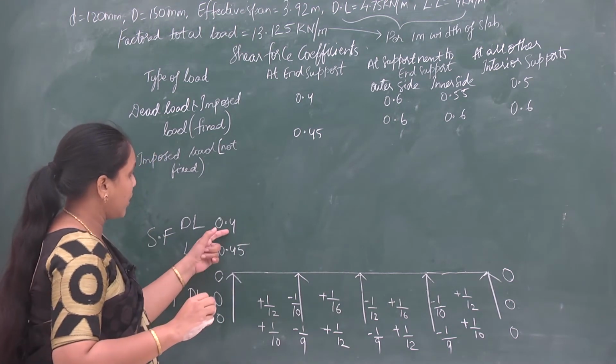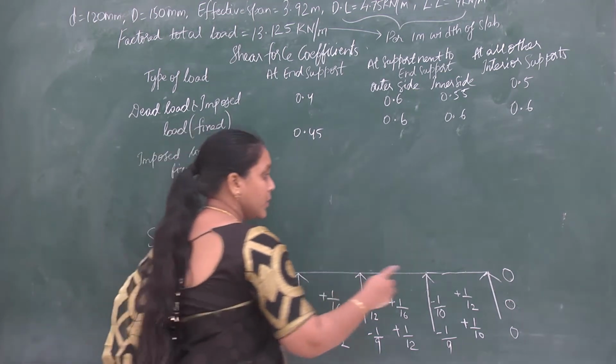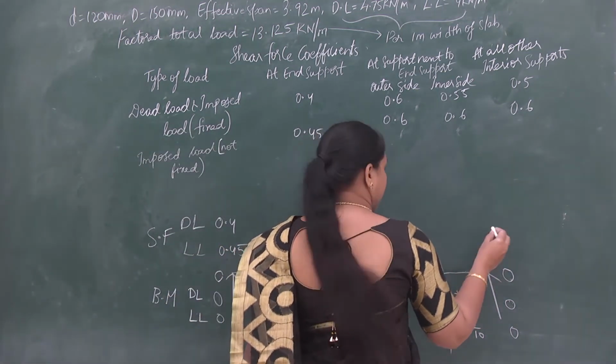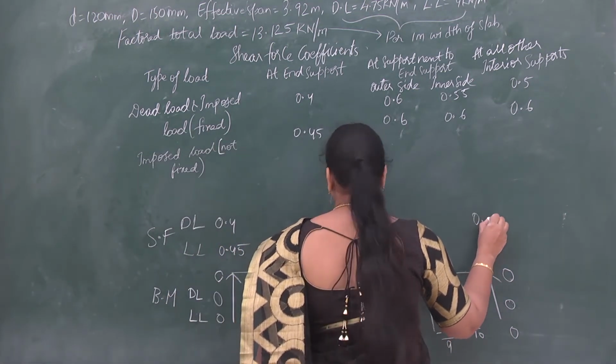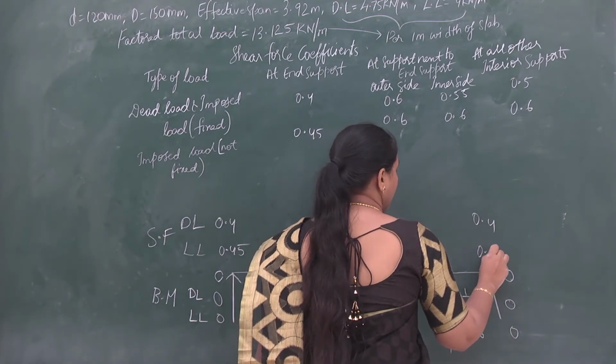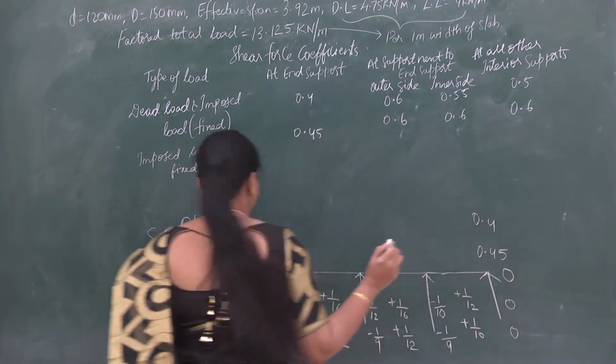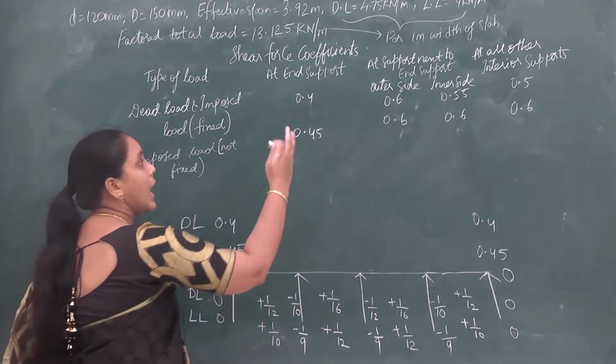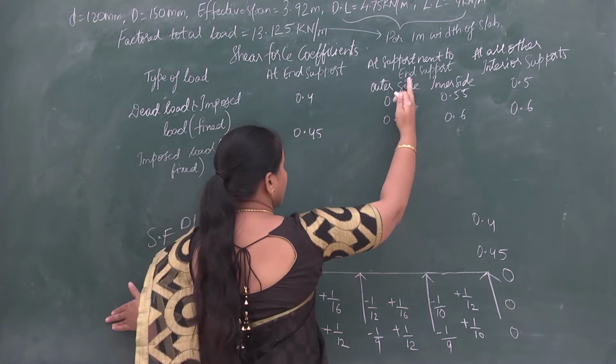So at this support it is 0.4 and 0.45, and here also it will be the same. So for the dead load it will be 0.4 and for the live load it will be 0.45. Now at support next to end support.